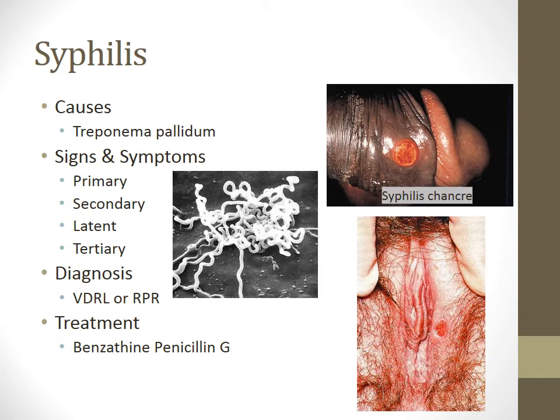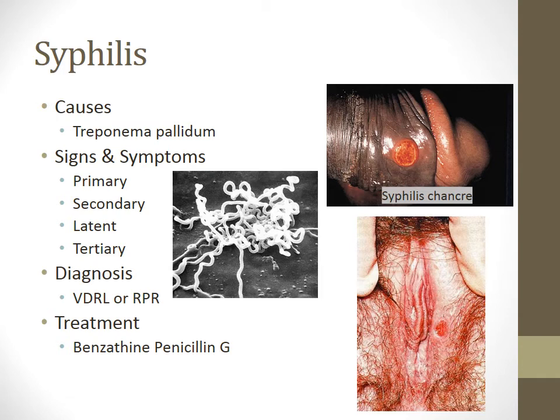To diagnose syphilis is actually one simple little blood test. Two different labs can be done. One is called the VDRL, which is Venereal Disease Research Lab, or RPR, Rapid Plasma Reagent. Either of these can be used to test for syphilis.